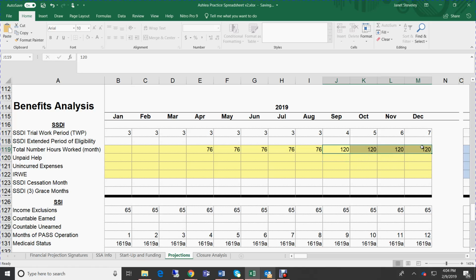Okay, now the remaining rows that are highlighted are for unpaid help, unincurred business expenses, and IRWEs. We track these SSDI work incentives because if the prospective business owner and the team have identified amounts for these work incentives, they can enter them right here. Most entrepreneurs will be receiving unpaid help, and any receiving funding from VR will have at least some unincurred expenses. So figures should appear in these rows in most cases.